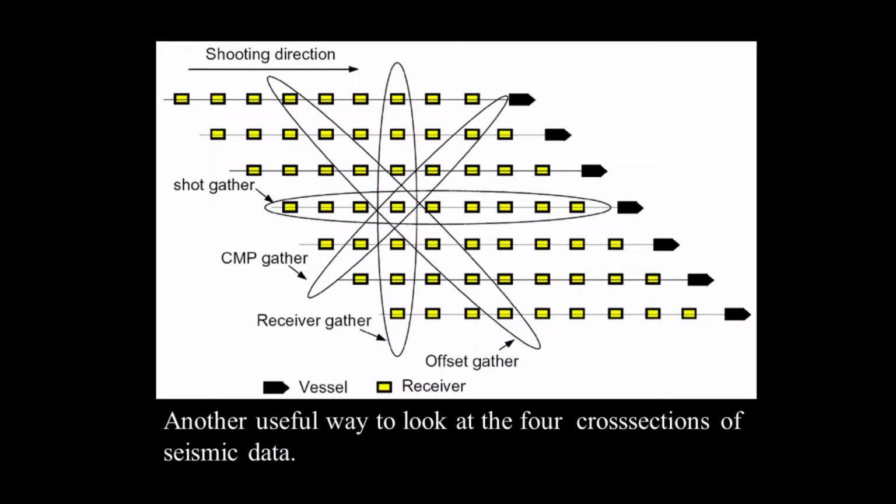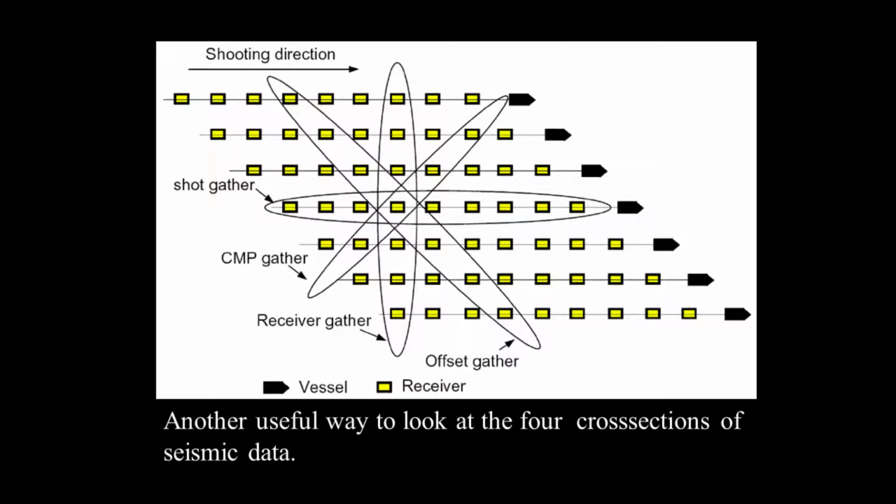This figure provides another useful way to look at the 4 cross-sections of seismic data that we have just introduced. Again, this figure is limited to the case in which YS equals YR equals 0. That is a straight line or 2D line acquisition as we introduced in the previous slide. This display of source and receivers is generally known as a shot diagram.